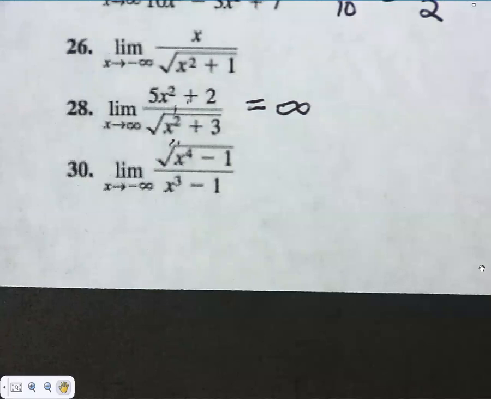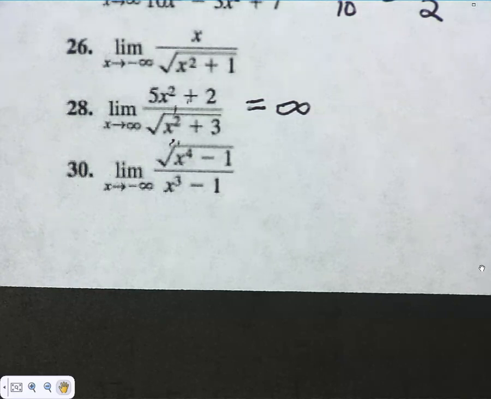So on number 26, the degree of the numerator is what? 1. The degree of the denominator is what? 1. What does our theorem on horizontal asymptotes for rational functions say if the degree of the numerator is the same as the degree of the denominator? Ratio of the leading coefficients. What would the ratio of the leading coefficients be? Well, it's 1.